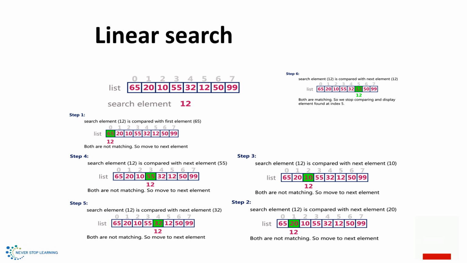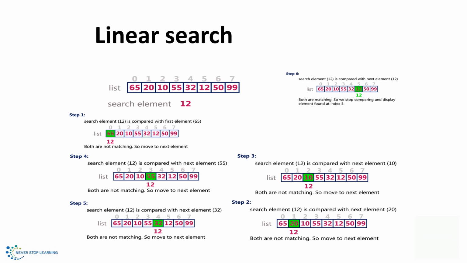If the element is not at all present in the list, let us suppose instead of 12 I want to search 100. Now 100 is not present in the list, so I will keep on traversing until my array ends. So when I am done traversing till the 7th index of the list and the index increases to 8, I will understand that the list is over and the element is not present in the list.